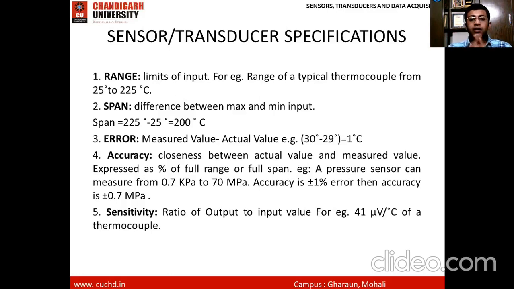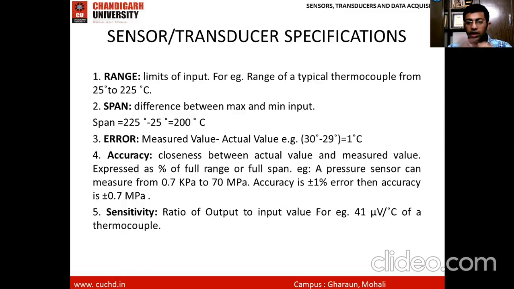Now, next comes accuracy. Accuracy is very important. Accuracy shows the closeness between the actual value and the measured value. How close my actual value is to the measured value that I have obtained after carrying out the experiment. So the difference from error is that it is expressed as a percentage of full range or full span.